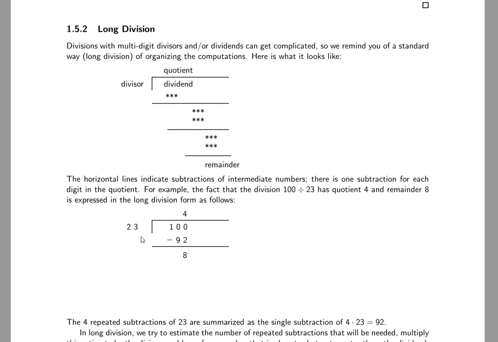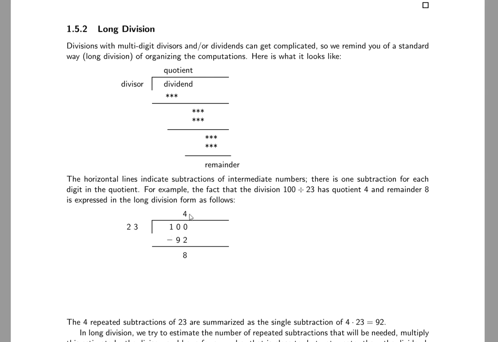And more long division. Here, in this example, the divisor is a bigger number. So here it's 23. It doesn't fit into 1. It doesn't fit into 10 either. So right away it's 23 into 100. You could figure out some multiples of 23. So 23 times 3 is 69. 23 times 4 is 92. So that's the best you can do.